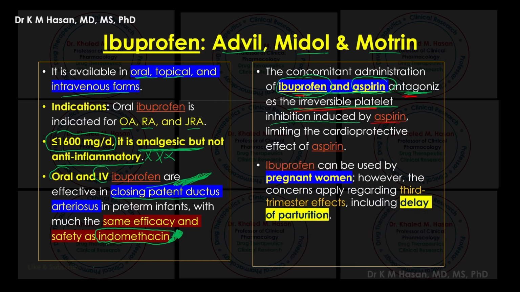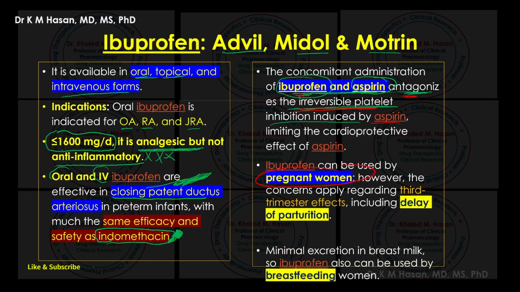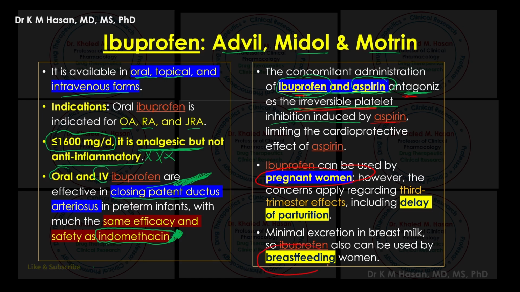Ibuprofen is safe during pregnancy, that's good. Ibuprofen is safe during lactation, so we can use it during breastfeeding, and it is safe to use during pregnancy. Keep this in your mind. The most popular safe product will be Tylenol, followed by ibuprofen, during pregnancy and breastfeeding.